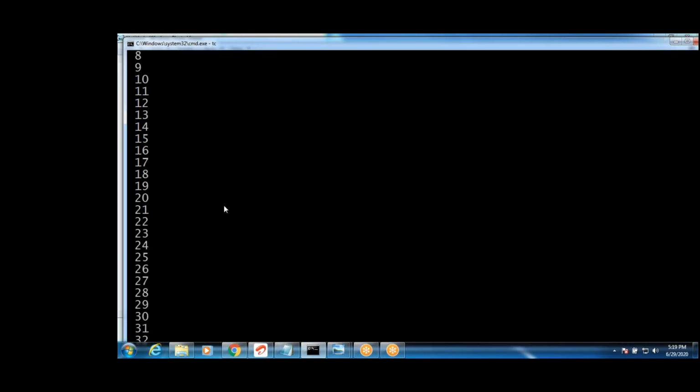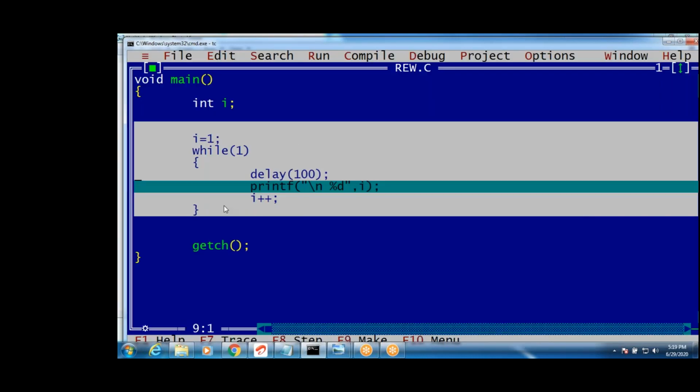How to print at more speed? See, I will reduce the delay to 10 milliseconds. Now see, it is printing 100, 200, 300, 400, 500, 600. I still want speed in thousands.